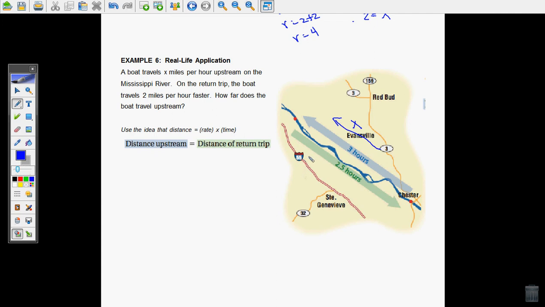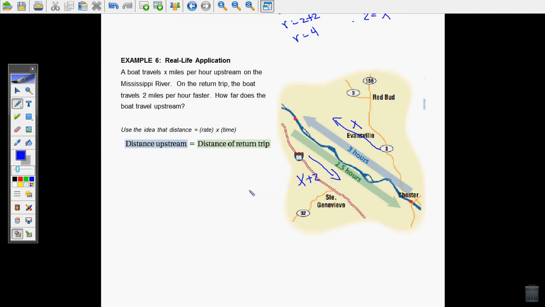On the return trip, the boat is traveling 2 miles per hour faster than it was on the outgoing trip. So this way, I'm going to be going the same speed plus 2 miles an hour. Okay, cool. How far does the boat travel upstream? Hold up. You didn't mention anything about how far it was going. We were talking about speeds here. How am I supposed to figure out how far it traveled upstream if we were just talking about speeds?